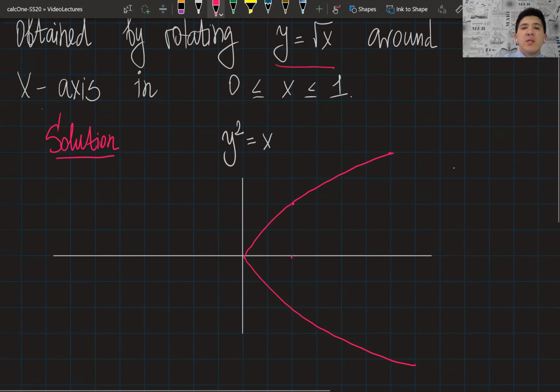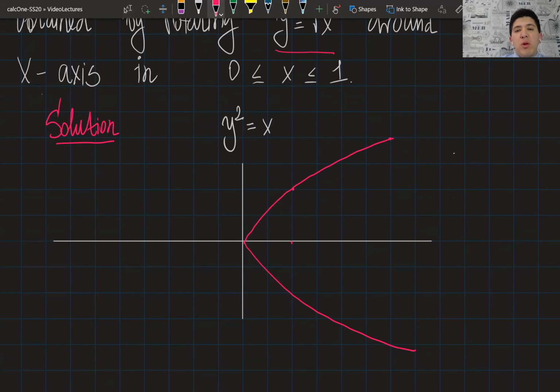But we are given just the curve y is equal to the square root of x. So only the upper part of this curve is y is equal to the square root of x. The lower part is going to be y is equal to minus square root of x, because all the values of y are negative here. All the values of y are positive here. So we've got this curve and we have to rotate it around the x-axis, from 0 until 1.